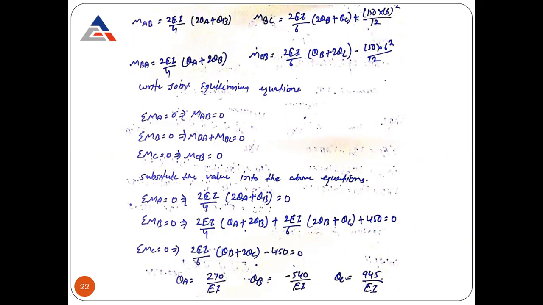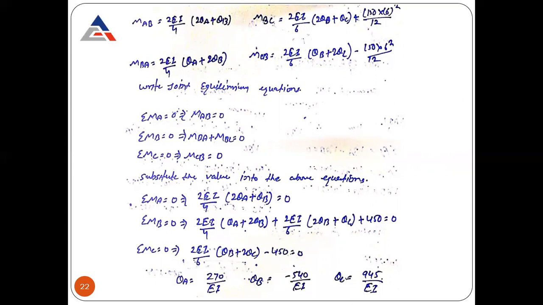If I am taking a point load acting, in that case, what is the fixed end moment? That is PL or WL by 8. So it's a function of W and L. Fine. If there is no load, in that case, the fixed end moment will not come out. So for the free segment, there is no fixed end moment.